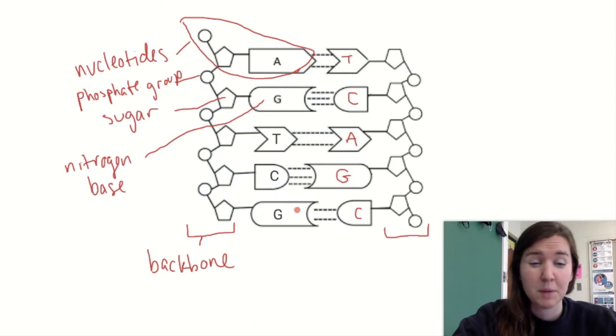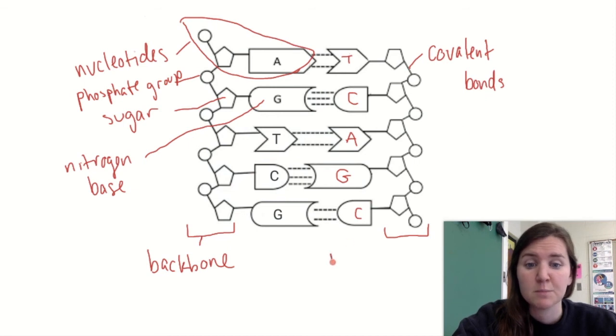Now, what bonds are holding these together? So let me move over to this side where there's more room. The bonds that are holding the backbone together are called covalent bonds, and we learned about those at the very beginning of the school year. We learned that in covalent bonds, they share electrons. And then the bonds that hold the two sides of the ladder together are called hydrogen bonds.